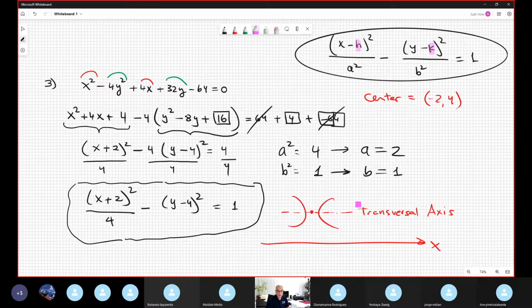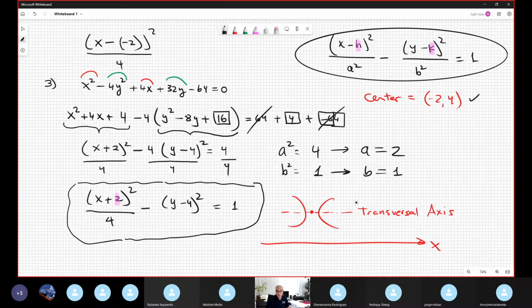Compare this equation and this equation. In this equation, I see plus 2. The reason is plus 2 is because it's x minus, according to the formula, minus 2, double minus, square over 4. Double minus become positive. So when you see positive in the equation, it's negative in the point. And when you see negative in the equation, it's positive in the point. Make sense? This is the center.